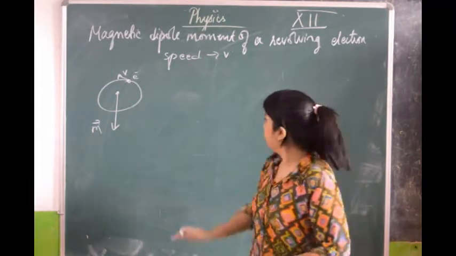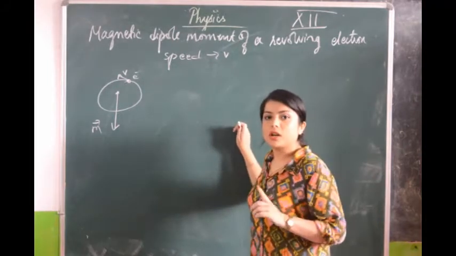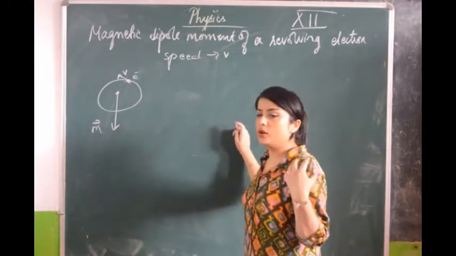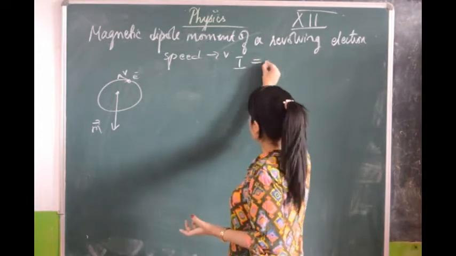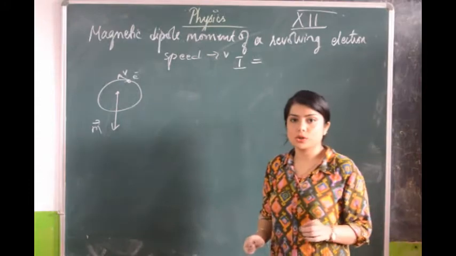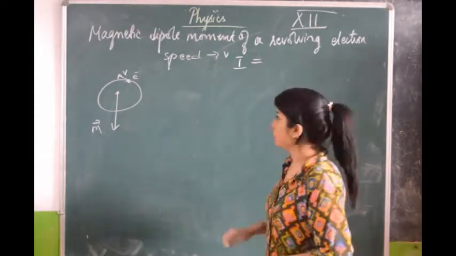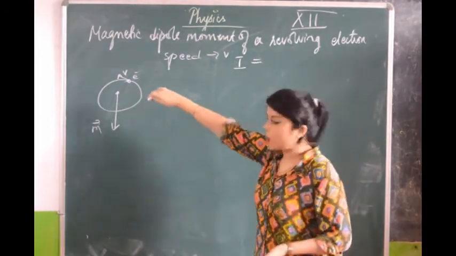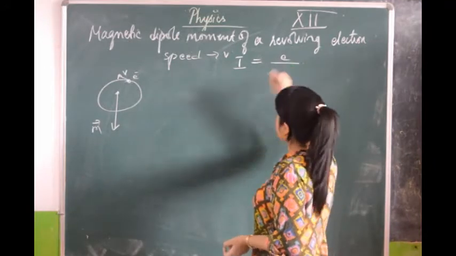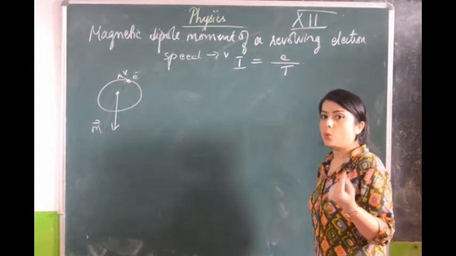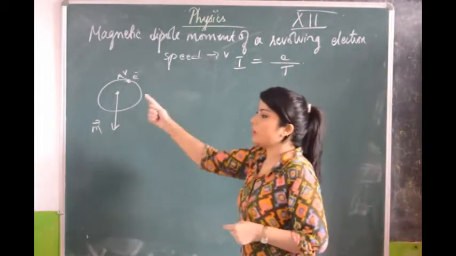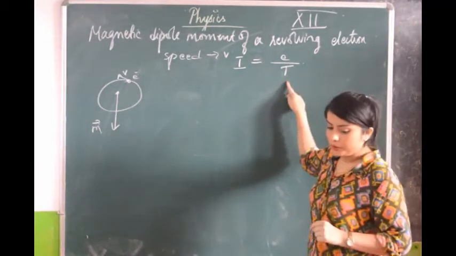Now you have to find that. When an electron revolves in its own orbit, it produces current. So current I is equal to charge per time. What is the charge here? The charge of the electron is e, and capital T will be the time period to complete one revolution.